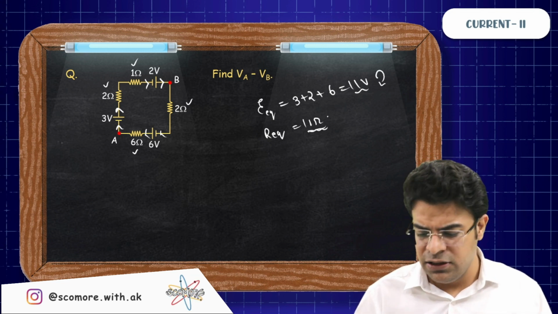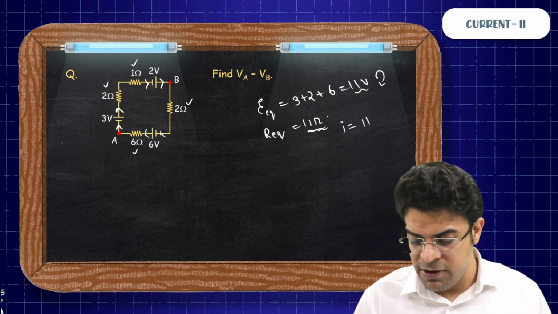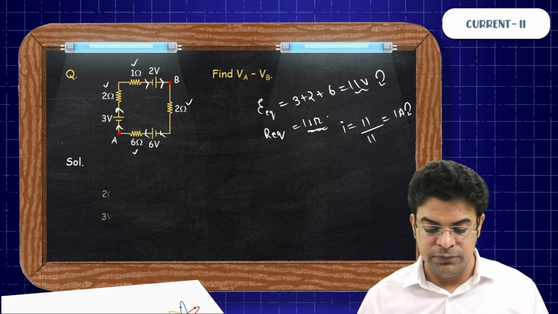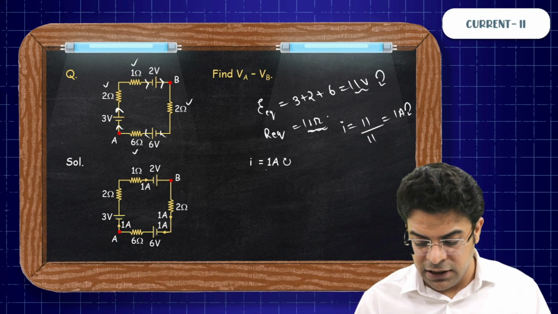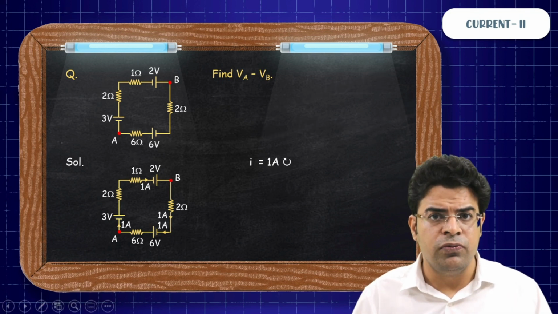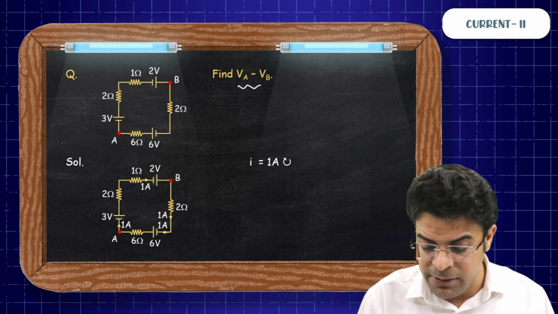So the current in the loop comes out to be the equivalent EMF 11 upon the equivalent resistance 11. So that comes out to be 1 ampere clockwise. So we have identified that the current in this loop is going to be 1 ampere clockwise. But that's not our mission to find. Our mission is to find VA minus VB.